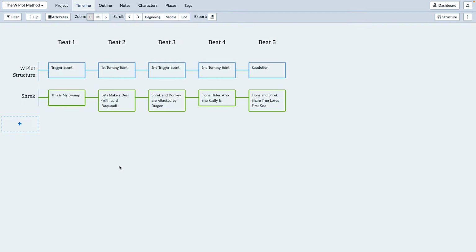And with that, let's look at a practical example of how the W plot structure works. And for this example, we're going to use the movie Shrek.